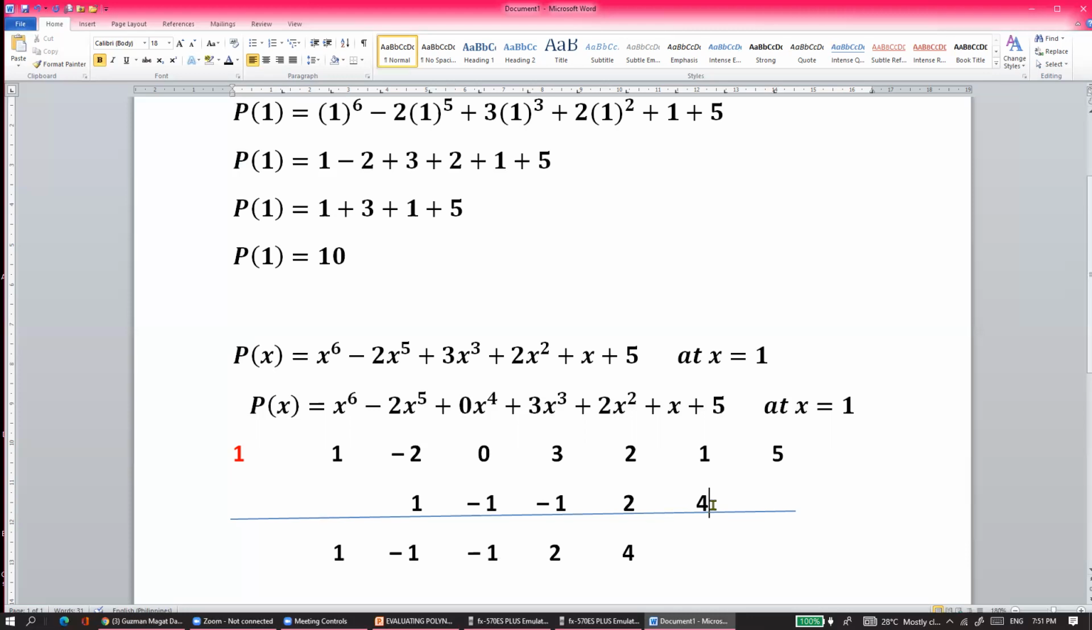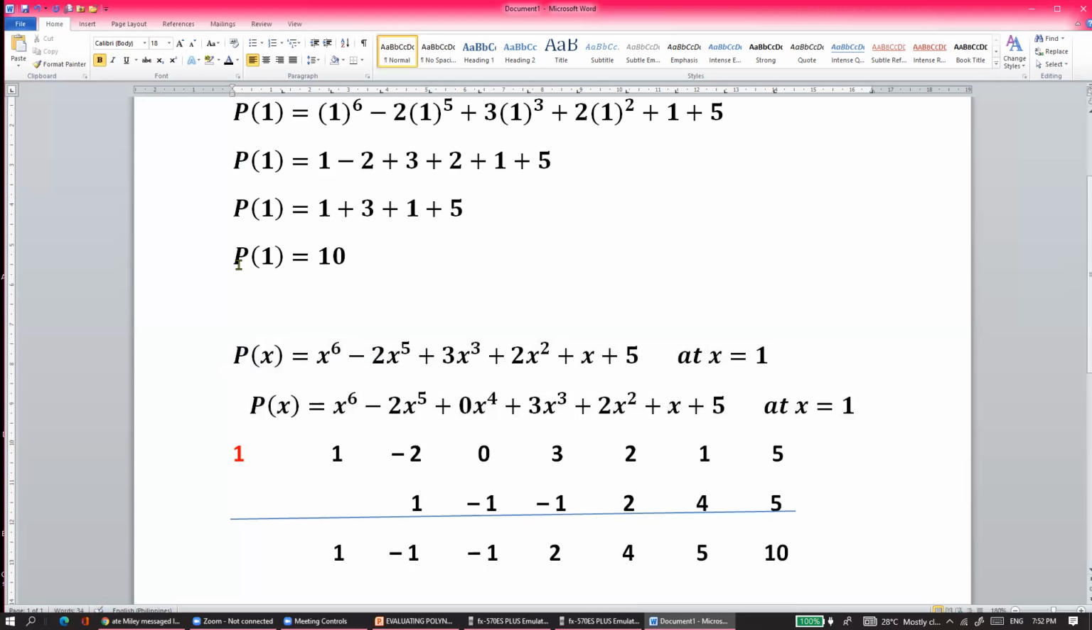1 plus 4 is 5. Ginawa kong multiplication na. 1 plus 4 is 5. So, 5 times 1 is 5. So, sulat ko sa dulo. So, yung example natin, inulit lang natin, di ba? Pero makukuha pa rin kasi tama yung process. So, 5 plus 5 is 10. Yung pinaka-last na sagot, yun yung hinahanap natin.